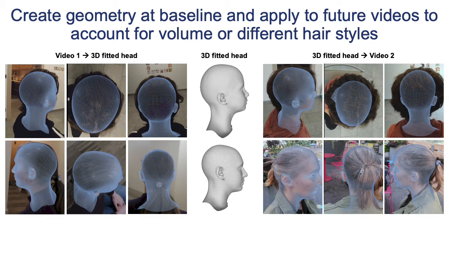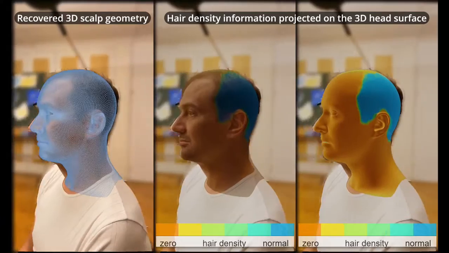In order to work, the method requires minimal hair volume. Once a 3D mesh is obtained, however, it can be registered with other videos of the same person. This allows us to recover the underlying shape for different hairstyles as well as larger hair volumes.